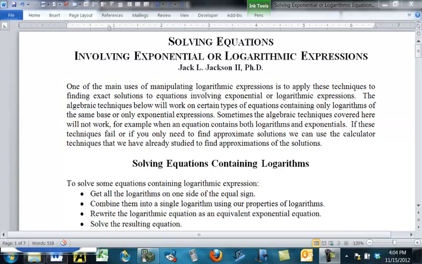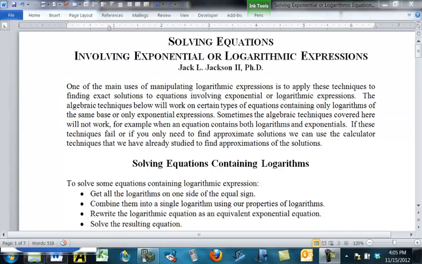Hello, we're going to be talking about solving equations today, and we're going to be looking at solving equations that have exponential or logarithmic expressions inside the equations. We're going to be learning some algebraic techniques that we can apply here, and we'll be reviewing some of the calculator techniques that we've already learned for finding approximate solutions.